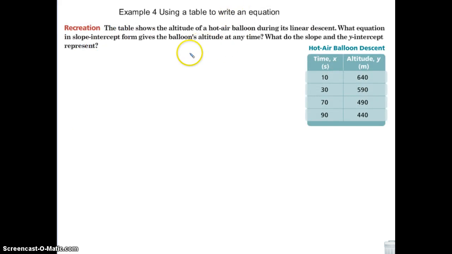Okay, so we have another table problem here. I'd like you to try it. Check in with me, pause the video, and see if you get the same answer.